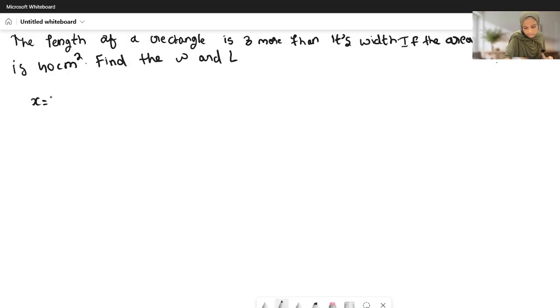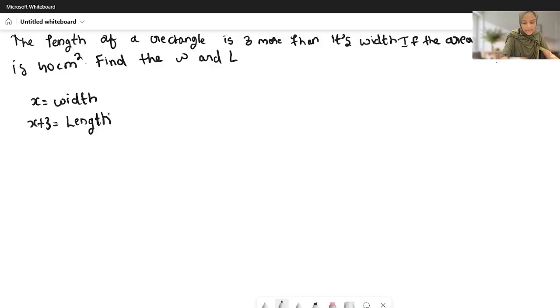X is equal to width. And if x is equal to width, it says the length is 3 more than its width. So x plus 3 is going to be length. So x is going to be the width and x plus 3 is going to be its length.